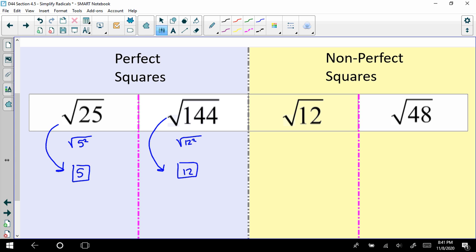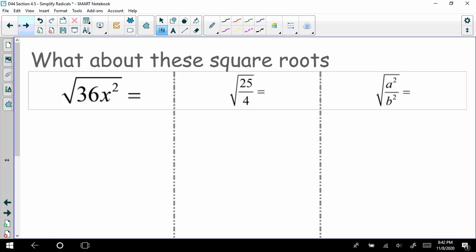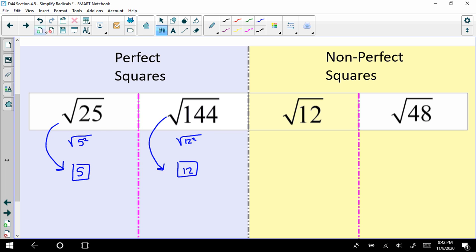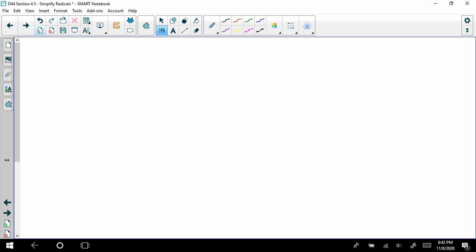Now, on these non-perfect squares, your job is to look for perfect square factors. So you need, and I'm going to add a page here real quick. So make sure there's nothing there. What I highly recommend is getting a piece of paper, and you are going to write down perfect square numbers.